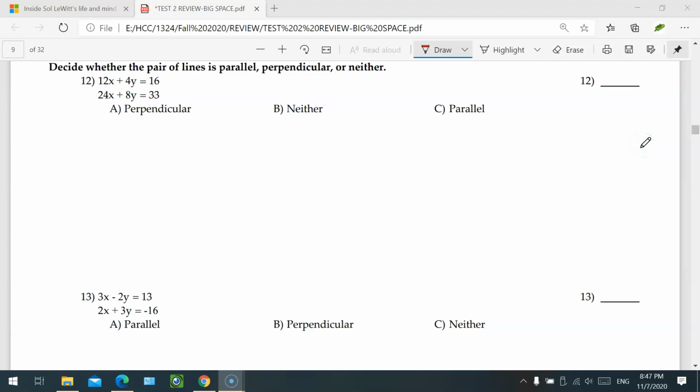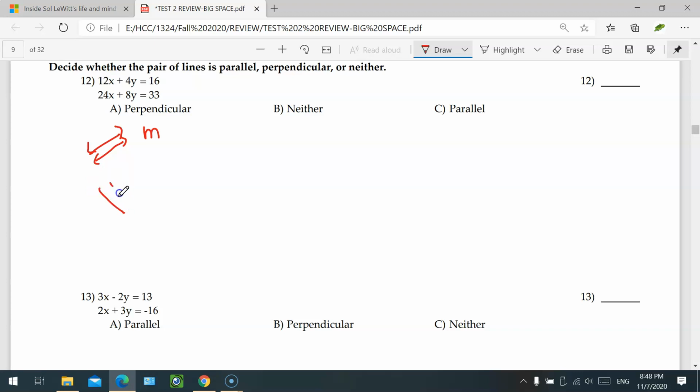Number 12, decide whether the two lines are parallel, perpendicular, or neither. When two lines are parallel, they have the same slope number. The slope numbers are exactly the same, and the sign of the slope number is the same as well.